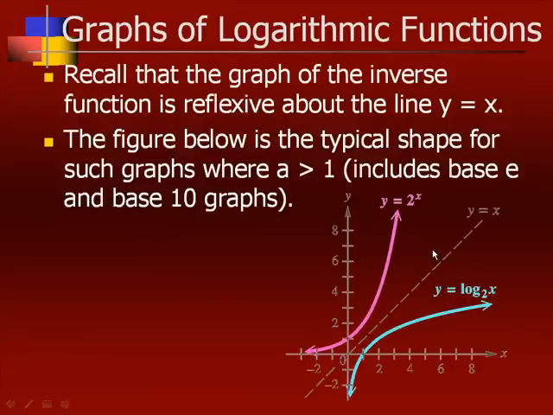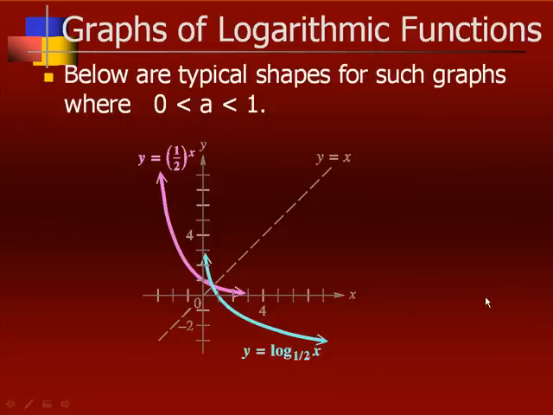Recall that the graph of the inverse function is reflected about the line y equals x, meaning if you took the graph and folded it along this line, then the two sides of the graph would coincide. Now, this figure is the typical shape for graphs where a is greater than 1, including base e and base 10 graphs. So your exponential function, if a is greater than 1, starts low and ends high. Your logarithmic function starts low and ends a little bit high.